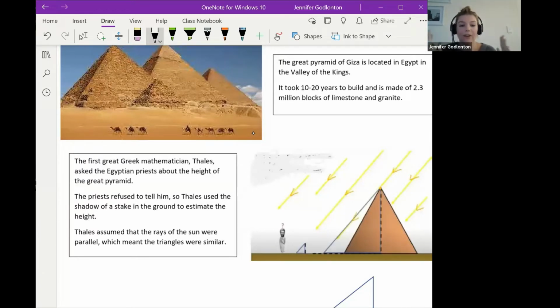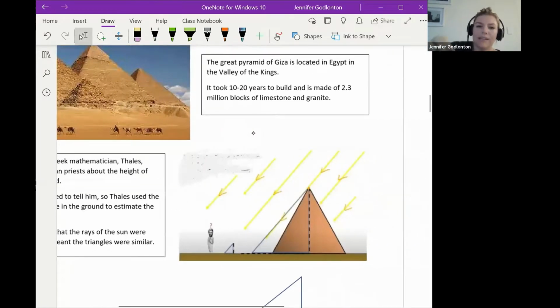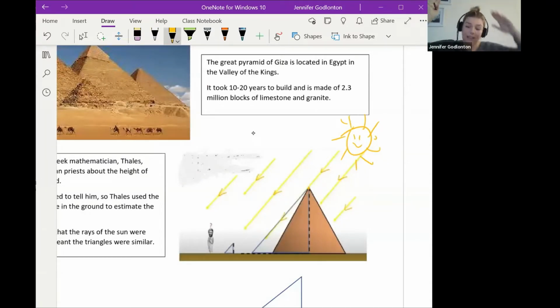He used the shadow of a stake in the ground to estimate the height. So basically what he assumed was that if we had a sun chilling up over here, this is our happy sun. Okay, yay, he's in a good mood because it's summer. So Thales assumed that the rays of the sun were all going to be parallel to each other.